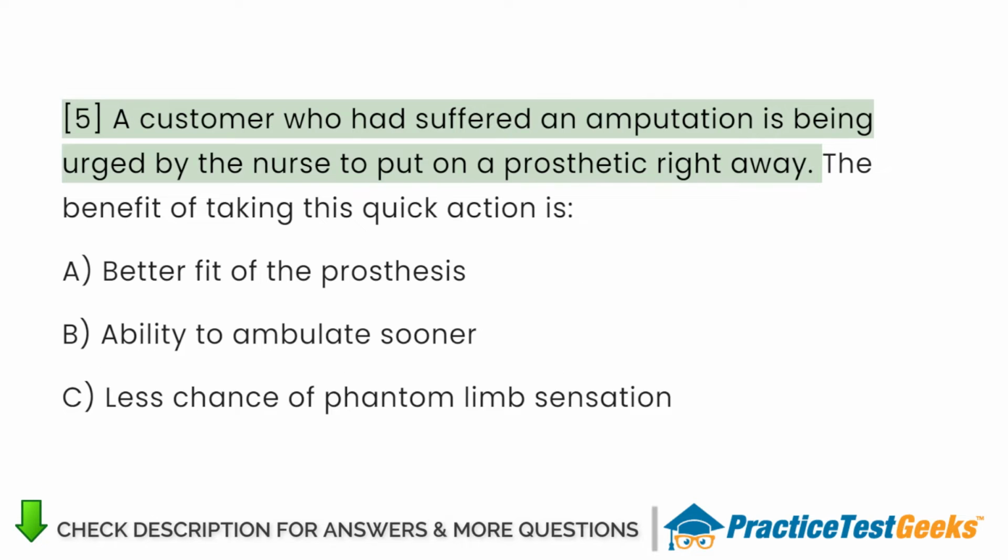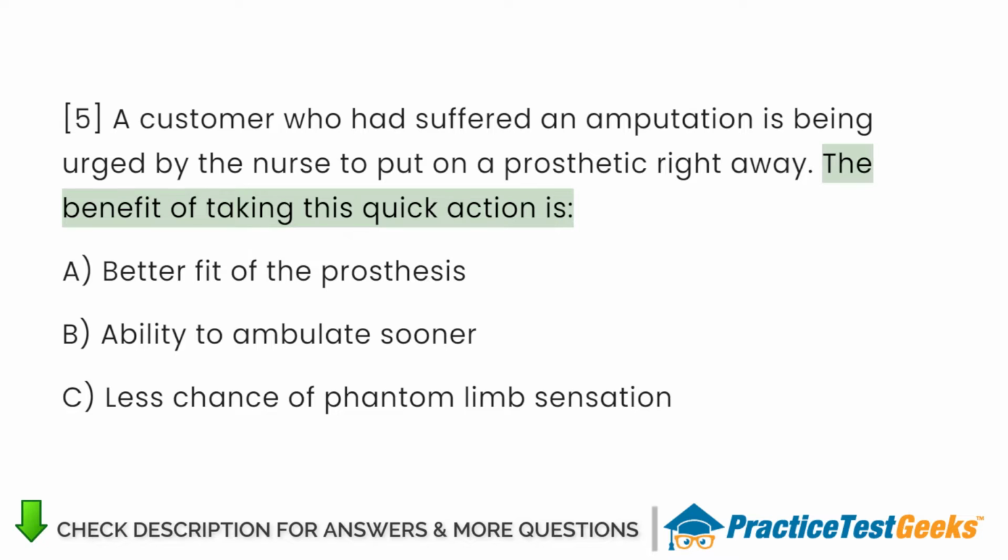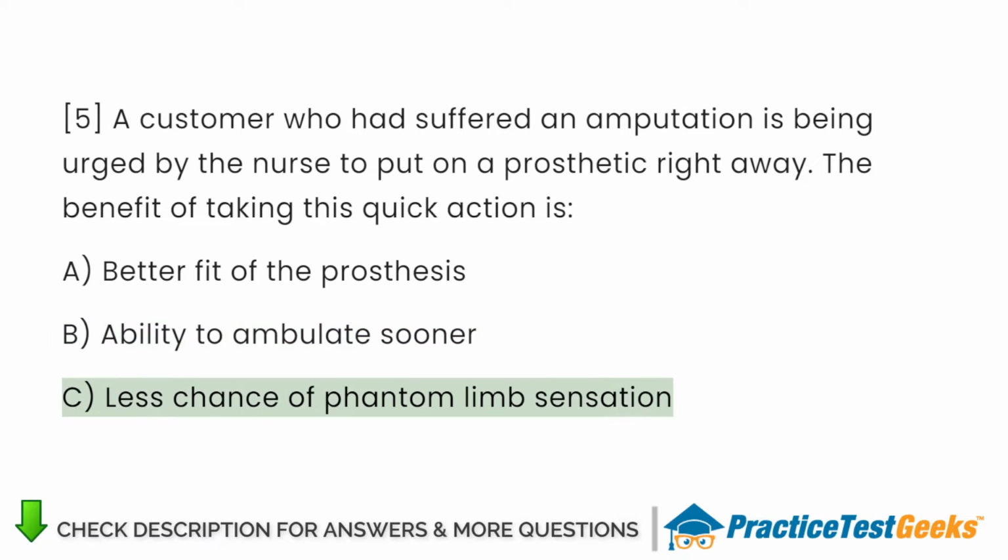A client who had suffered an amputation is being urged by the nurse to put on a prosthetic right away. The benefit of taking this quick action is A. Better fit of the prosthesis. B. Ability to ambulate sooner. C. Less chance of phantom limb sensation.